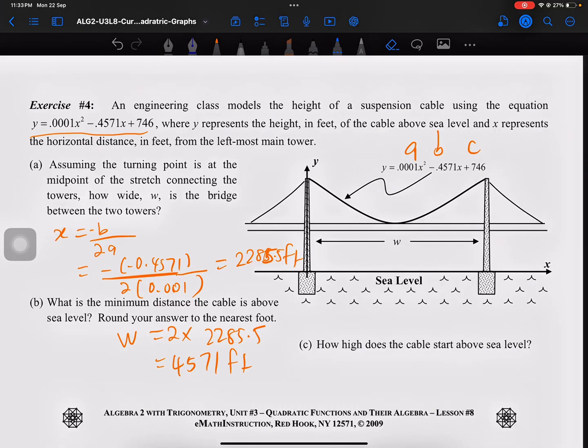Okay, so the turning point is here in the middle. So if you want to find the width, how wide the bridge is, you need to times 2, because now we are searching for the turning point. Okay, this is our x here.